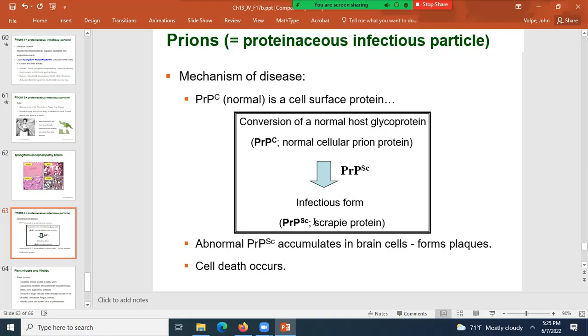Oh, Sc stands for the scrapie protein. Scrapie is a prion disease that occurs in sheep.